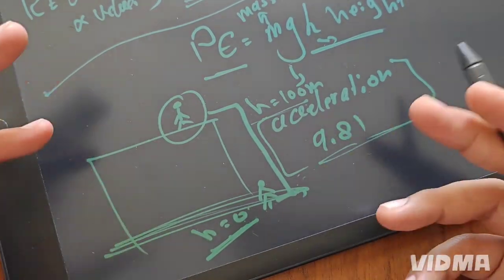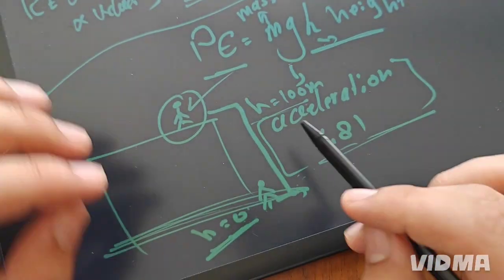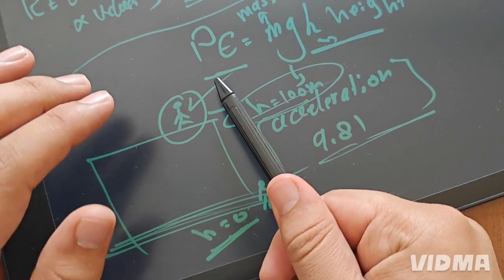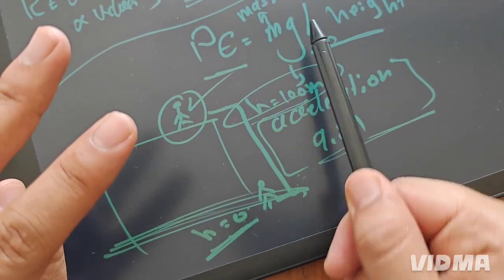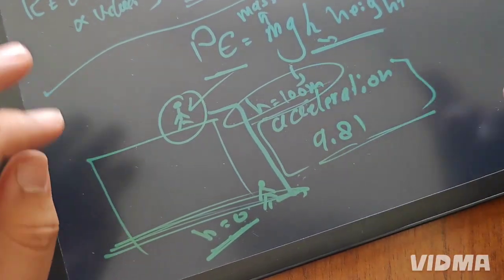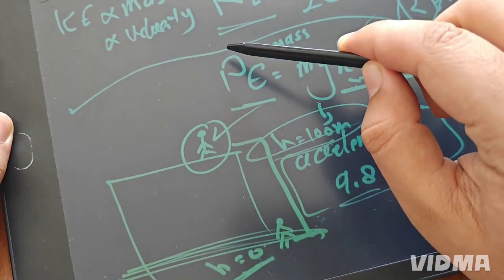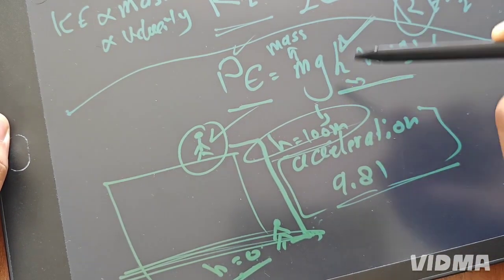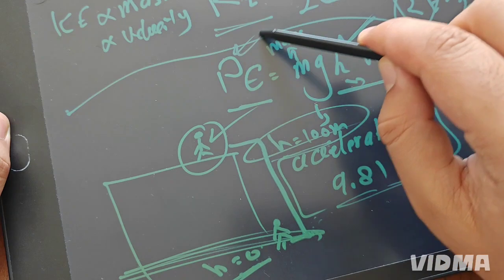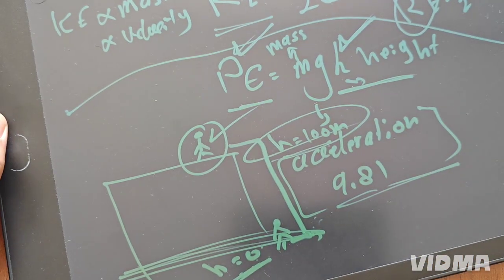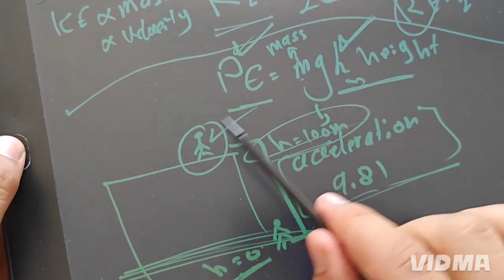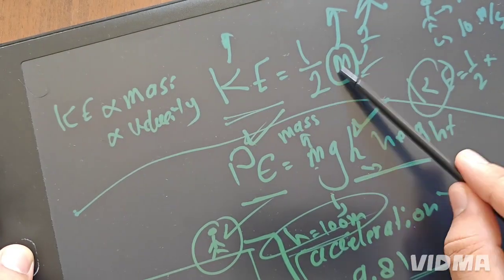So which one of them has more potential energy? That person, because he has height. As I told you, potential energy depends on two quantities, mass and height. Height is especially important. If any object has height, it has potential energy. If any object doesn't have any height, it doesn't have potential energy. So potential energy depends on mass and height, but kinetic energy depends on mass and velocity. Good.